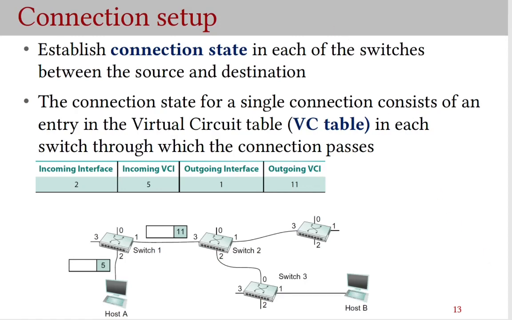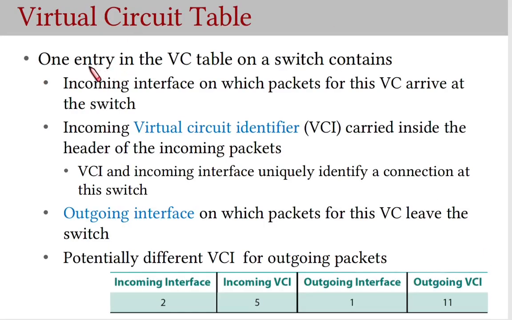What we discussed is summarized on the next 2 slides. The first slide has the summary of the virtual circuit table, and one entry in this table contains the incoming interface on which packets for this virtual circuit arrive at the switch. Then there is a field for the incoming virtual circuit identifier, which is carried inside the header of all incoming packets. It is important to note that this pair, the virtual circuit identifier and the incoming interface, together identify a virtual circuit.